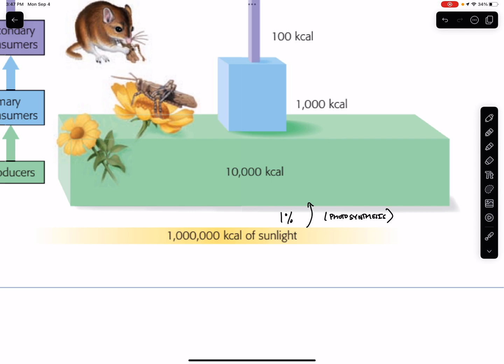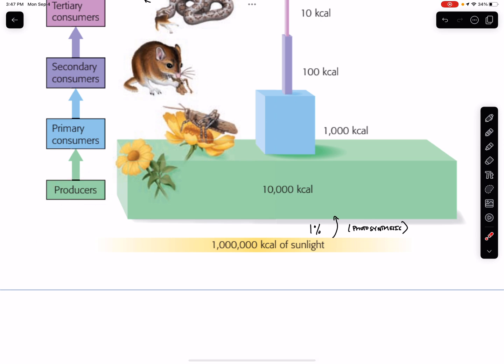Okay, so this box here represents the amount of energy that is stored as chemical energy in the bodies of all of our producers in this little sliver of the Earth's surface. So what that means is if we took all of the producers, all of the plants that were contained within this area, and we burned them all up, they would release 10,000 kilocalories of energy.